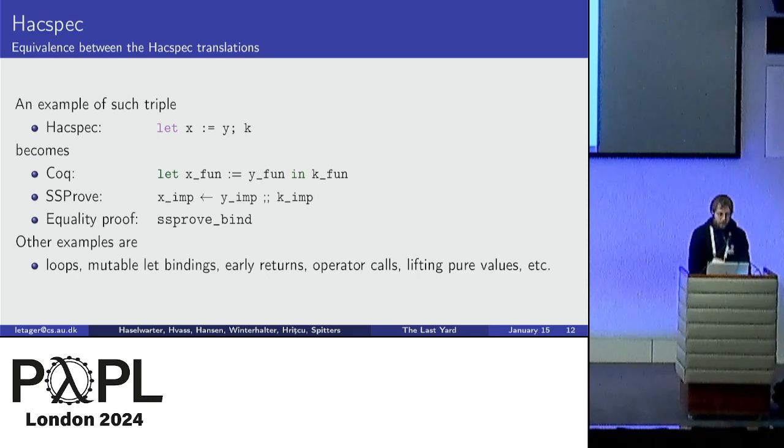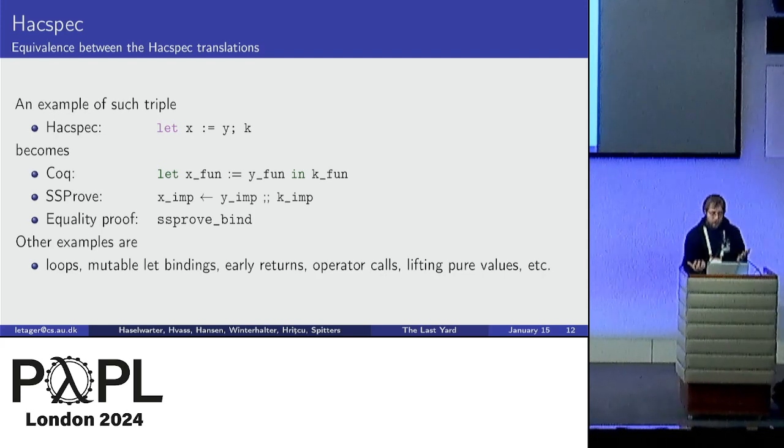An example of such is this let binding. If we have a let binding in Hacspec, which is more or less just Rust, let x = y in k, then that becomes translated to the functional Coq code. It becomes just a let binding in Coq, so let x = y in k. And for SSProve, it then becomes a monadic binding. So we bind y to x in k. And then the proof of equality between them is just the equality or the proof given in SSProve for these bindings. And we can then build other triples like this for other constructs like loops, mutable let bindings, early returns, operator calls, lifting of pure values, and so on.